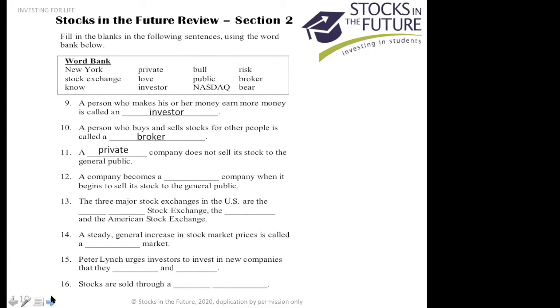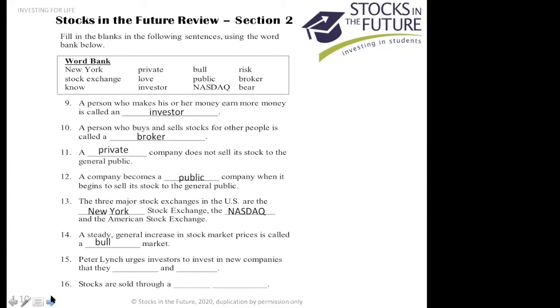Number 12, a company becomes a public company when it begins to sell its stock to the general public. So it is public. Number 13, the three major stock exchanges in the U.S. are the New York Stock Exchange and the NASDAQ. We just talked about the NASDAQ on the other slide. Number 14, a steady general increase in the stock market is called a bull market. It's called a bull market.